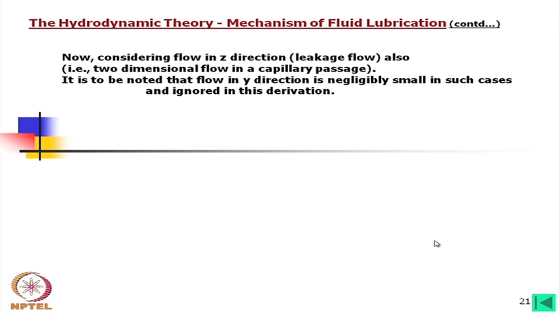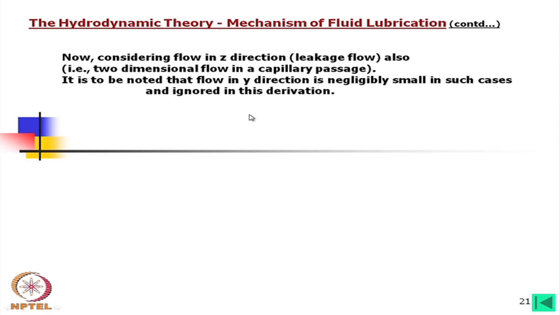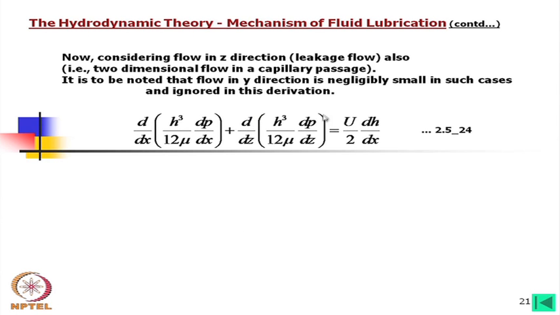Now, consider the flow in the z direction. We have considered the peripheral direction of the hydrodynamic bearing. Now, we are also considering the axis. Why is it important? Because the bearing will have a certain length, so we must consider the equation in the z direction also. This means that if there is a pressure gradient in the z direction, there will also be leakage flow. Now, the equation will take the same form. So, this is the full equation for general bearing lubrication: d by dx of h cube by 12 mu dp by dx, plus d by dz of h cube by 12 mu dp by dz, is equal to u by 2 dh by dx.